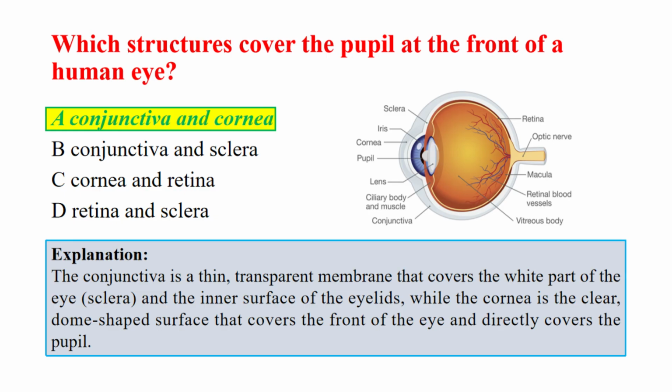The conjunctiva is a thin, transparent membrane that covers the white part of the eye, known as the sclera, and lines the inside of the eyelids. However, it does not directly cover the pupil.